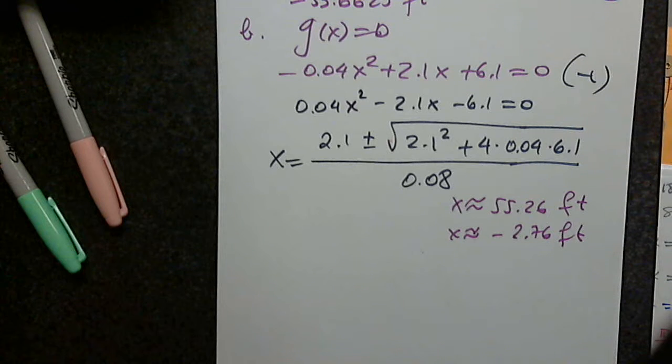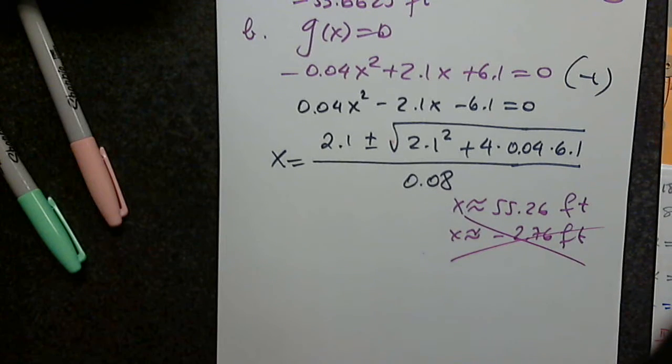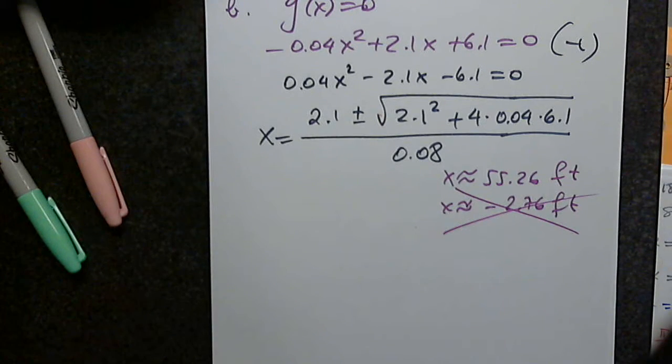Is the other x-intercept possible? It's behind me. I'm here. I'm throwing it. So that negative 2.76 is behind. So that's no use. So how far am I throwing this ball? How far away? 55.26 feet from where I'm standing.